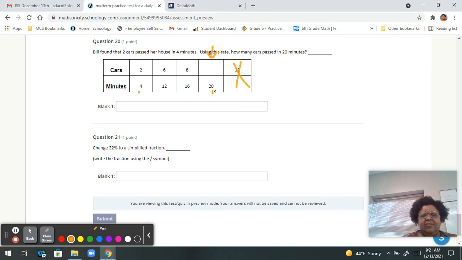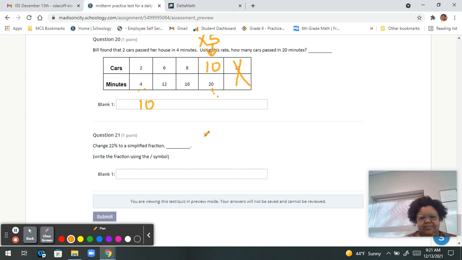So I'm going from here to here. 4 times what gives me 20? Times 5. So then, since these are equivalent ratios, 2 times 5 gives me 10. If you don't believe me, 2 times 3 is 6, 4 times 3 is 12, 2 times 4 is 8, 4 times 4 is 16. 2 times 5 is 10, 4 times 5 is 20. So 10 cars passed in 20 minutes.